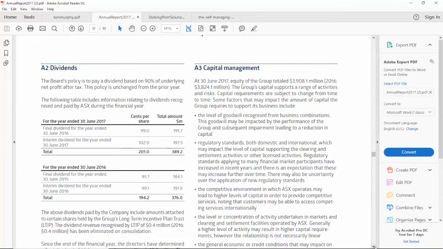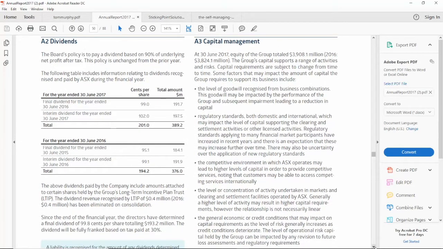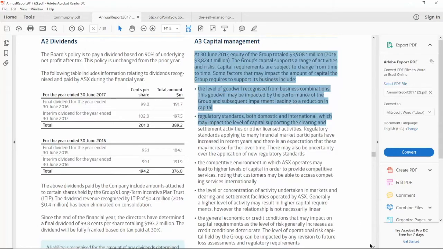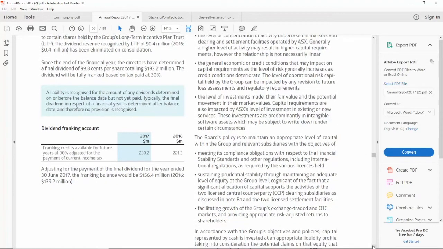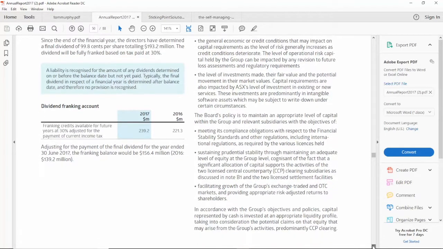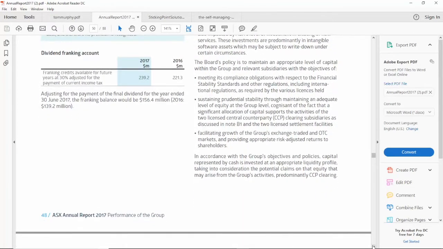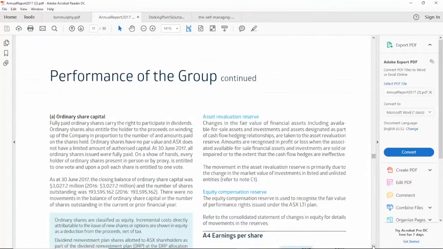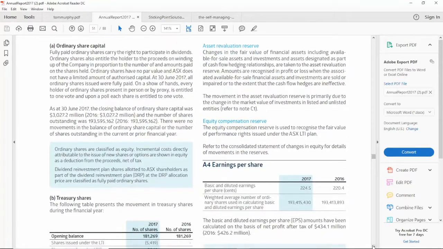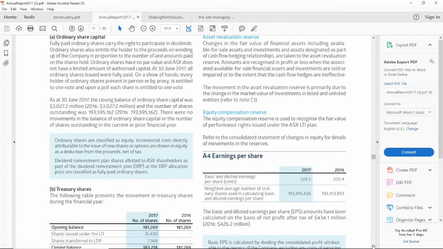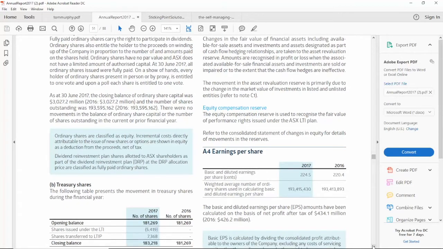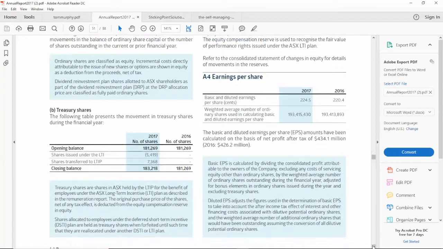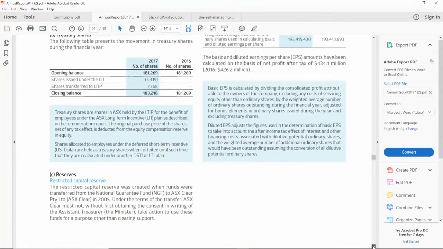Capital management. Yeah, this is talking about the capital requirements of the company. And again, this is all pretty much straightforward stuff. I didn't see anything of major note, either positively or negatively in here. Ordinary share capital, treasury shares, asset revaluation, earnings per share. Again, all straightforward stuff for the most part.